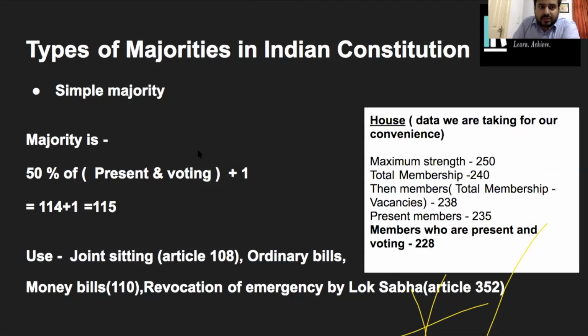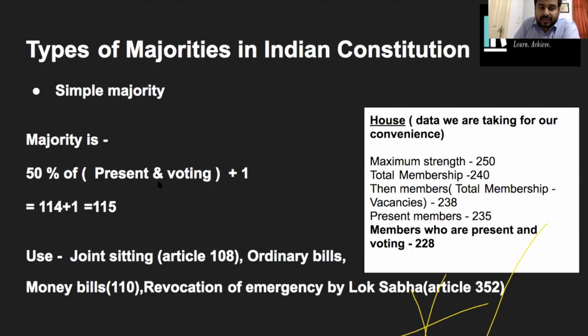Now the simple majority simply identifies कि जितने लोग आए हैं उनमें से कितने लोग हाँ या ना बोल रहे हैं. It does not matter कि कितनी strength है, कितनी total membership है. तो simple majority मतलब जितने आए उनमें से कितने लोग हाँ या ना बोल रहे हैं, that is simple majority. अगर इसमें हम consider करते हैं तो out of these 228, 50% will be 114, तो plus 1 will be 115 will be the simple majority.